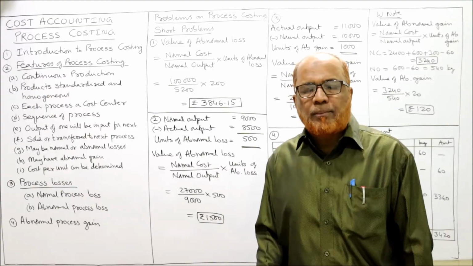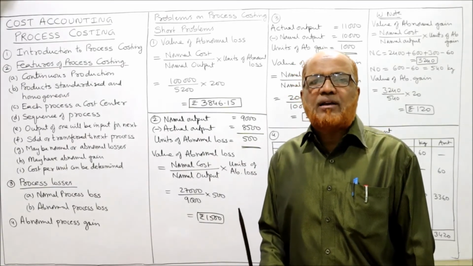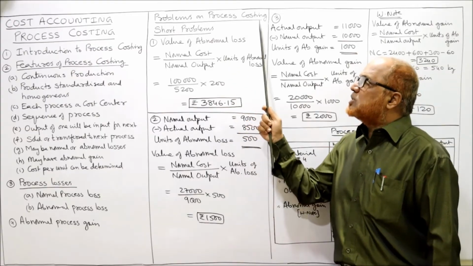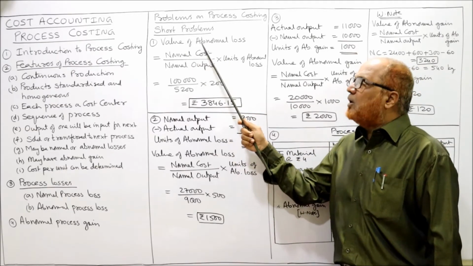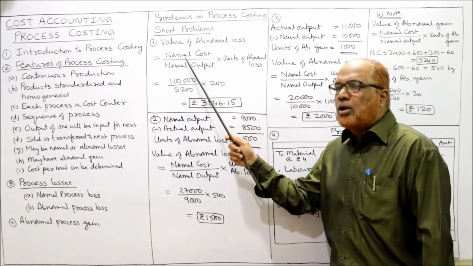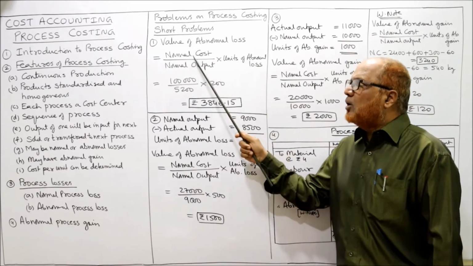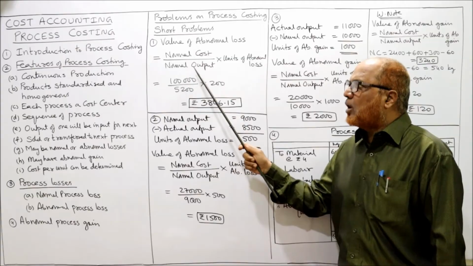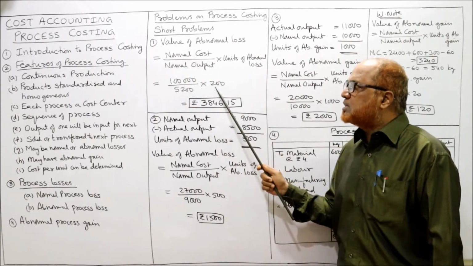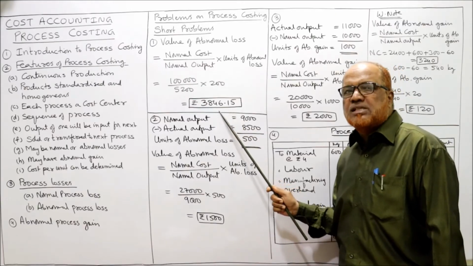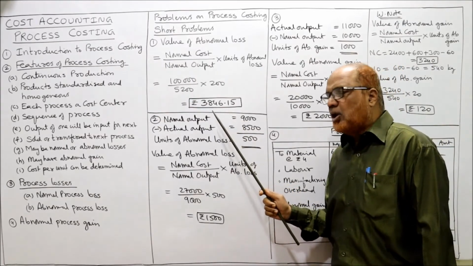This is the first problem. Simply it is asking you to find out the value of abnormal loss. Now see here, problems on process costing, short problems. Value of abnormal loss is equal to normal cost by normal output into units of abnormal loss. Normal cost is given in the problem, 1 lakh. Normal output 5200 into units is 200. So 3846.15. This is the value of abnormal loss.